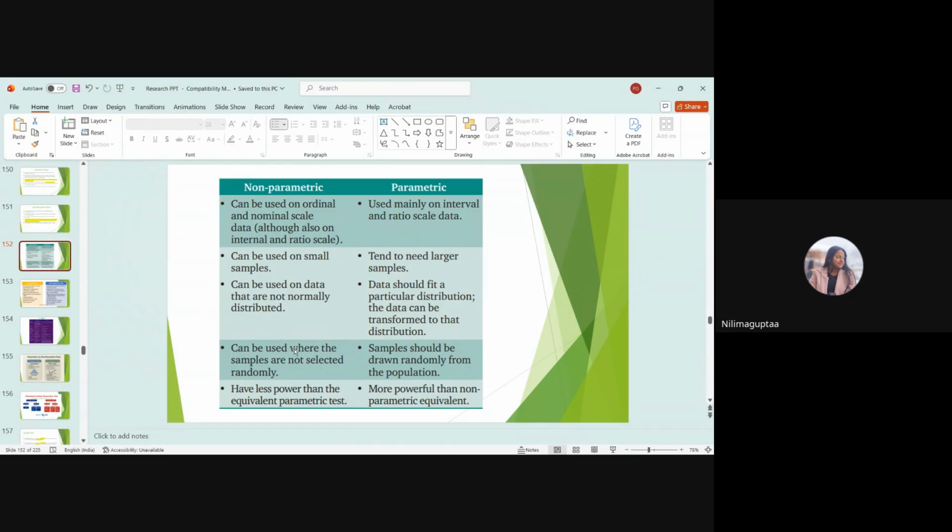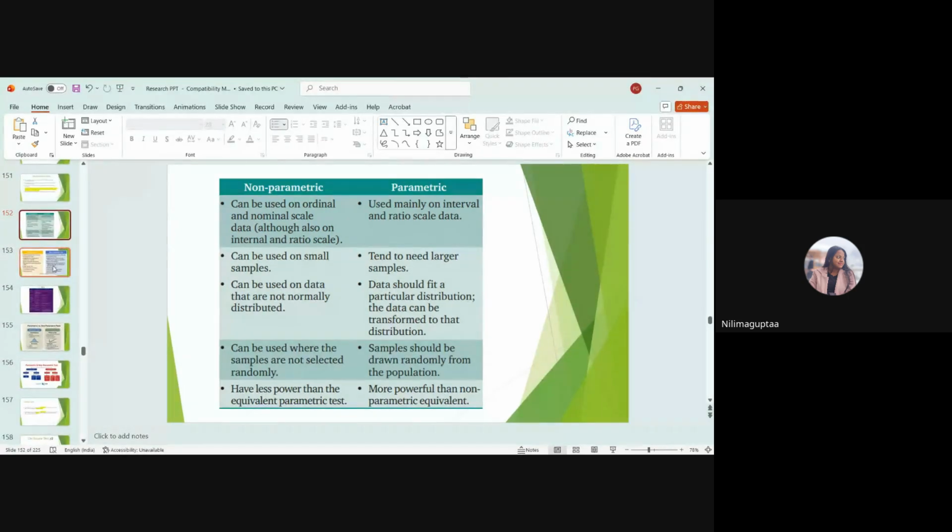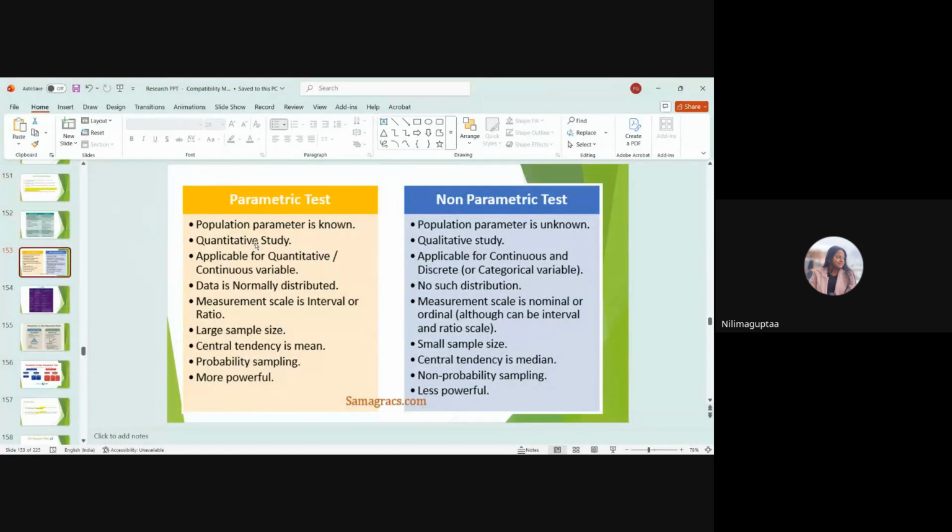They are being selected on certain convenience or certain judgment that is possible. Parametric tests are more powerful than non-parametric, obviously because they have data in quantity, and non-parametric is, I will say, less powerful compared to parametric tests. So this is one more difference, just to tell you some additional points.